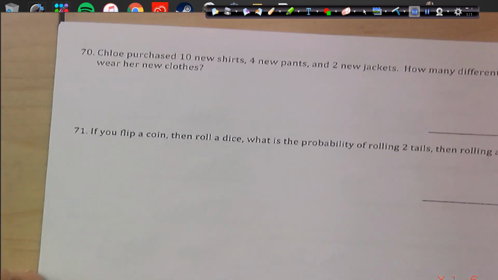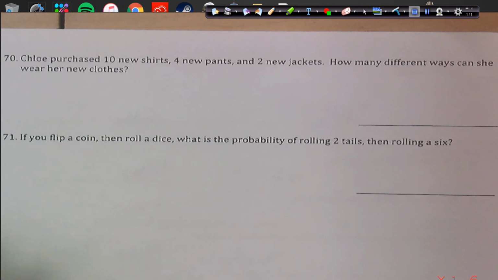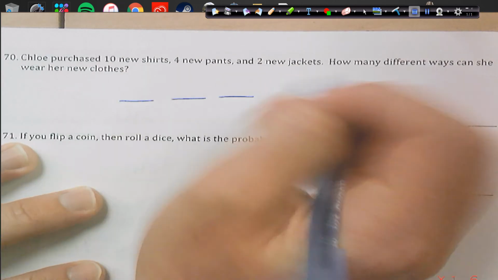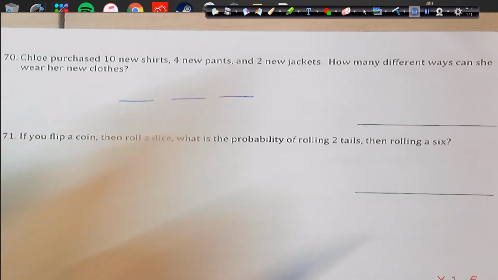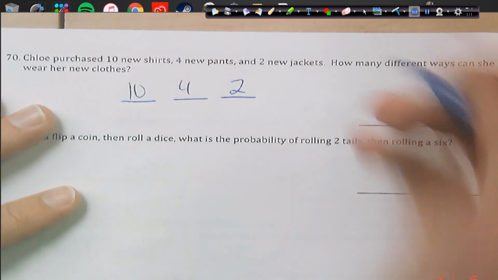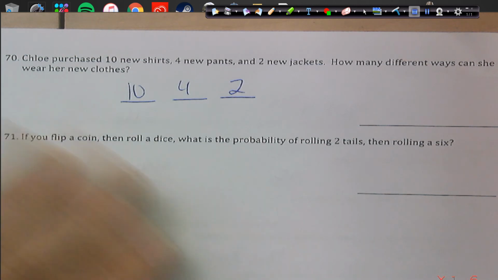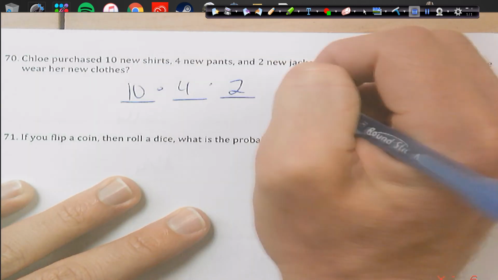Let's take a look. Whoops, last page. Chloe purchases 10 shirts, 4 pants, 2 jackets. How many different ways could she wear clothes? Well, she has 1, 2, 3 decisions to make: shirt, pant, jacket. She's only going to wear one of each, but she has 10 to choose from, 4 to choose from, and 2 to choose from. So I feel like I should be able to do this in my head and say 80, which I know would be the right answer.